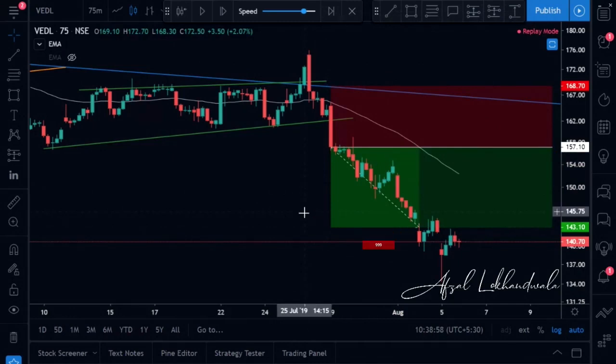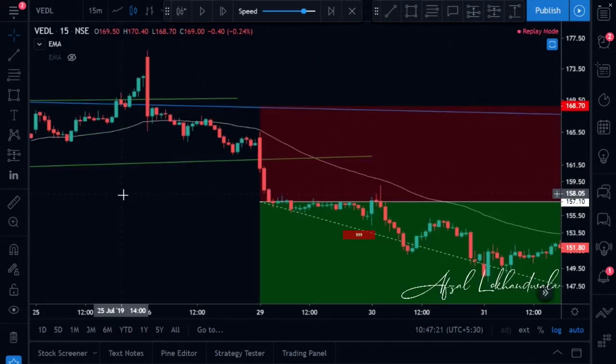Now if you are an intraday player, the concepts will remain the same. The supports, resistances, trend lines, patterns, all the things will be remaining the same. Only thing will be the change in the time frame. That is, now you are trading with the 15 minutes time frame.